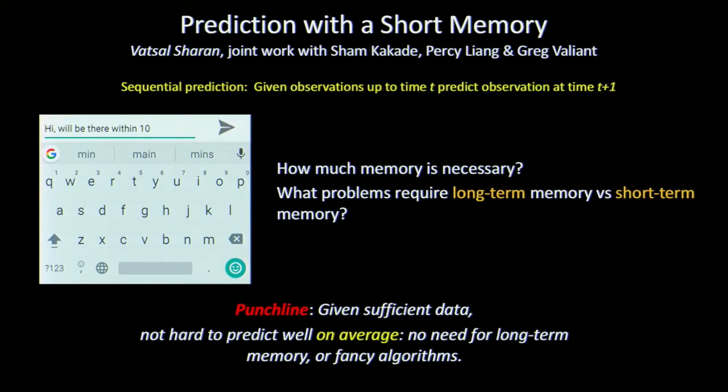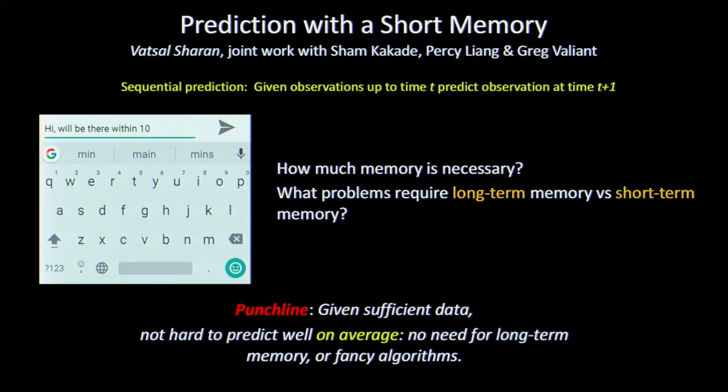Hi, everyone. Today I'm talking about the sequential prediction problem. Sequential prediction is the problem of predicting the next observation in a sequence given all the past observations. It's a pretty fundamental and common problem. For example, think of language modeling, where the goal is to predict the next word, given all the words that you've seen so far.